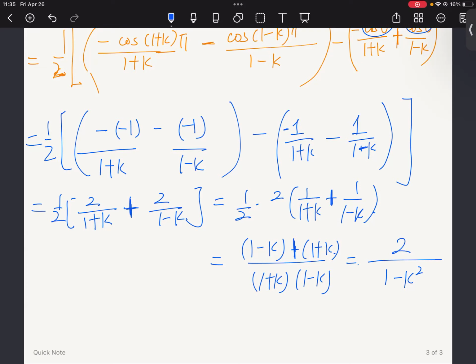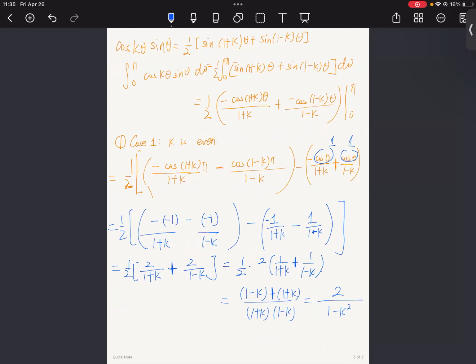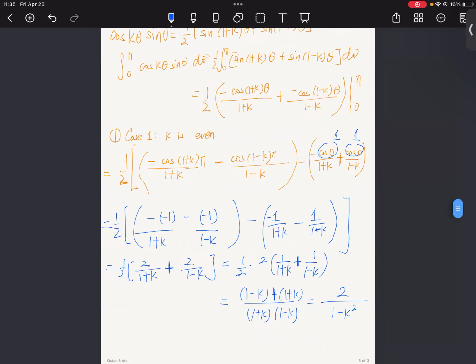And at the end, this is all the calculation, the integration, which means the integration of this one. So I'm going to give you the conclusion. When k is even, the integration of cosine k theta sine theta d theta equals 1 over 1 minus k squared.